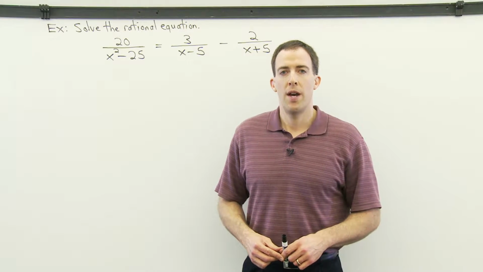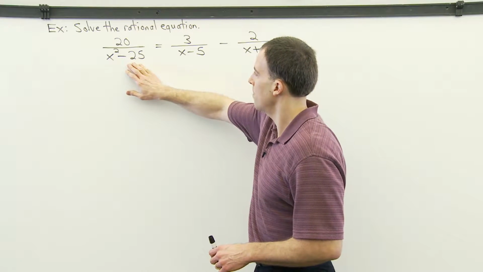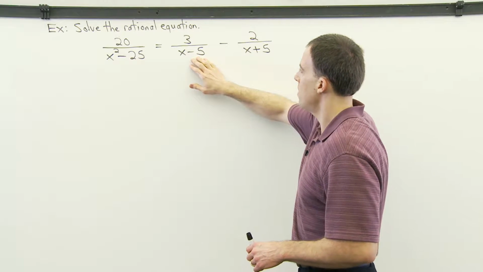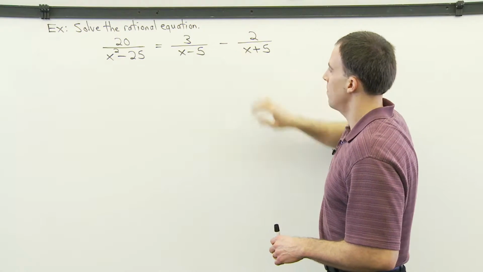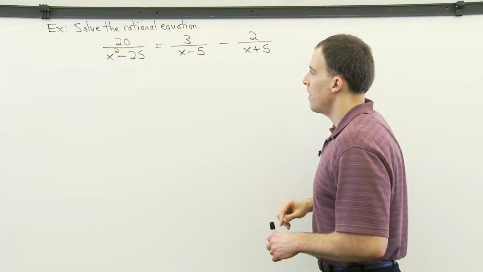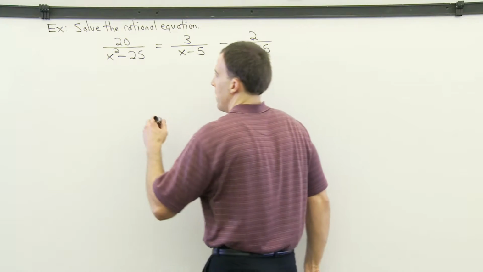Here we have another rational equation to solve. We've got 20 over x squared minus 25 equals 3 over x minus 5 minus 2 over x plus 5. The first thing we've got to do is get all denominators factored completely.